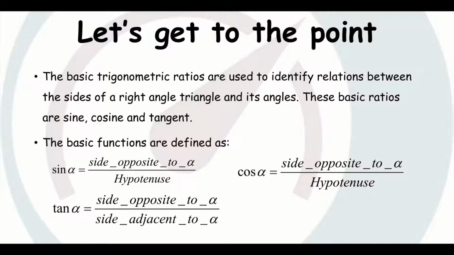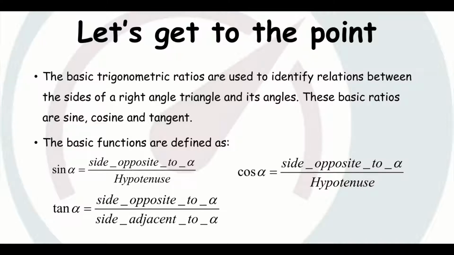The sides of a right angle triangle are determined by the angle being considered, and that is something very crucial to pay attention to, that the sides of a right angle triangle are determined by the angle being considered.